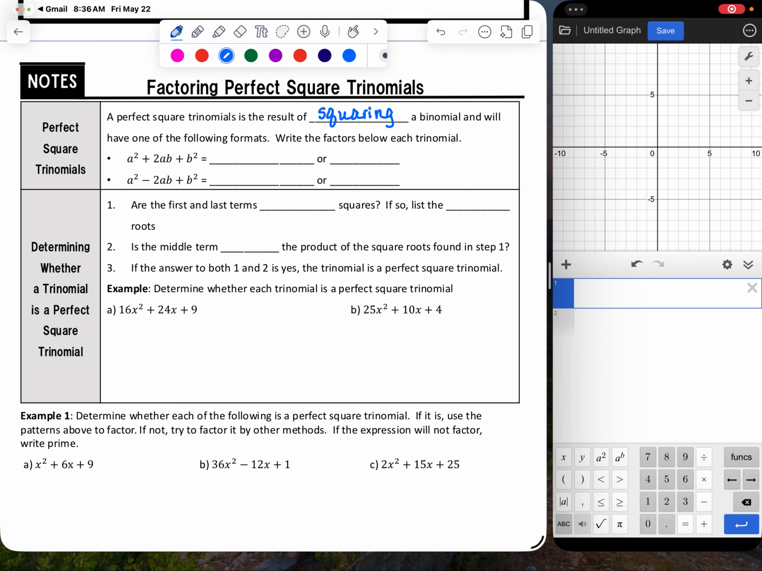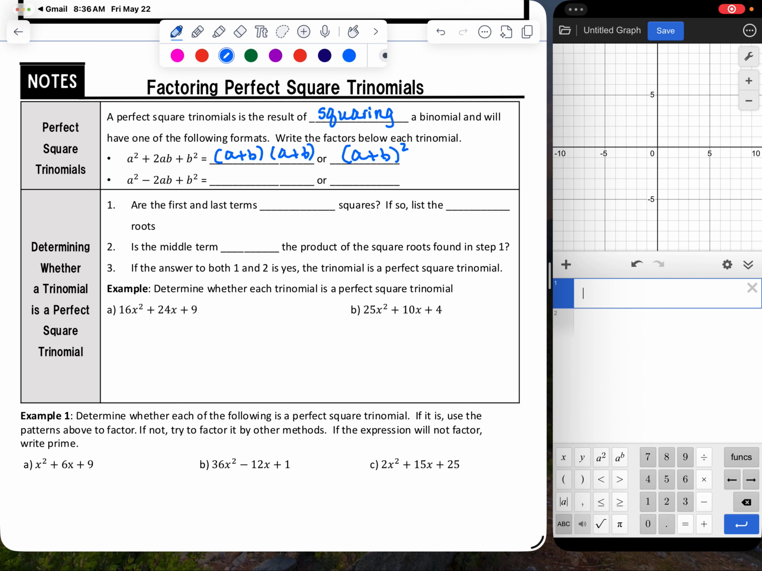So if you have a squared plus 2ab plus b squared, that is a perfect square trinomial, and its factors are a plus b times the quantity a plus b. Or you could write it as a plus b quantity squared.